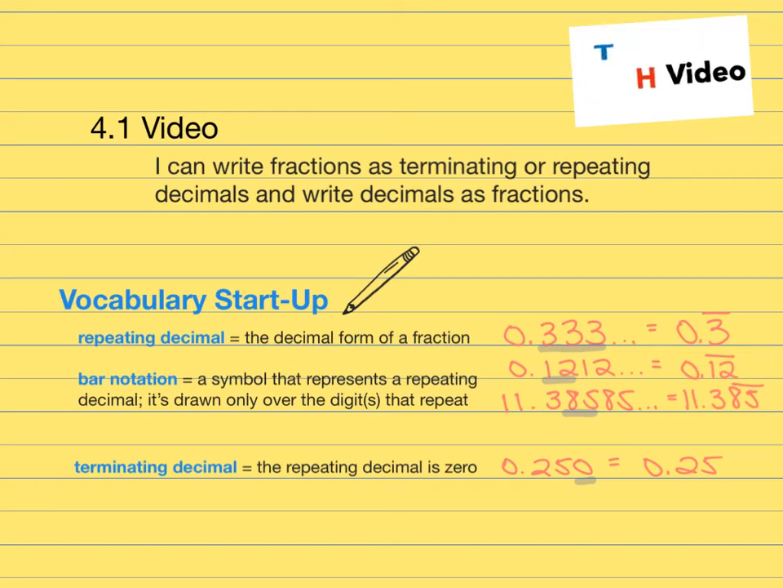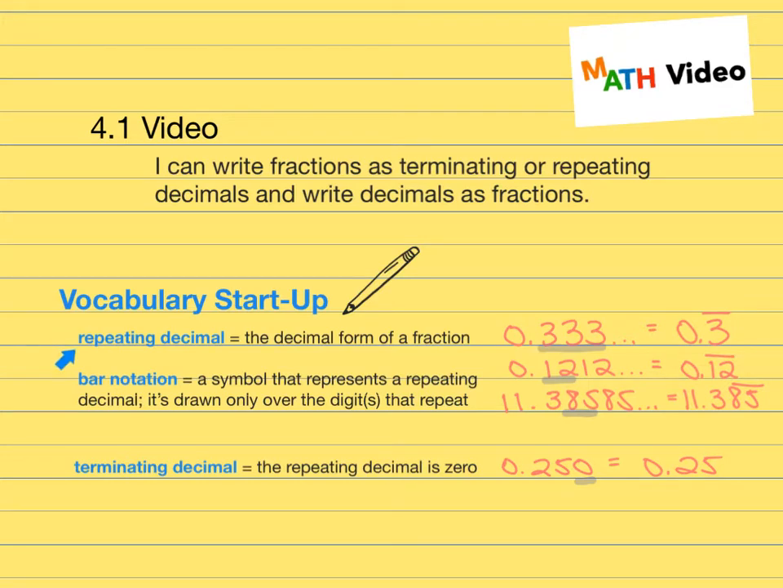Hello, awesome math students. We are starting Chapter 4, Rational Numbers, and we begin with Lesson 1. The I can statement is: I can write fractions as terminating or repeating decimals, and write decimals as fractions. Notice the pencil sign. I want you to take notes of the vocabulary startup.